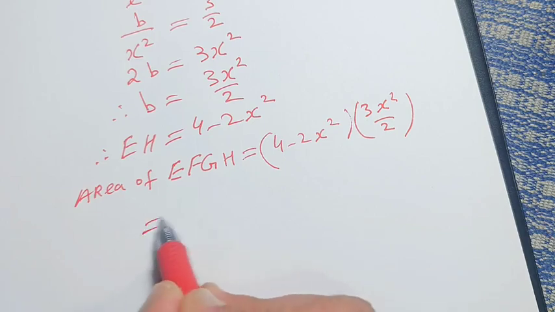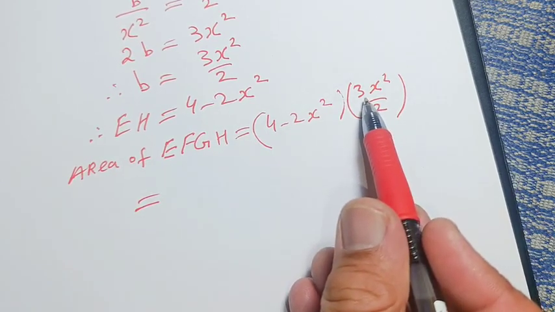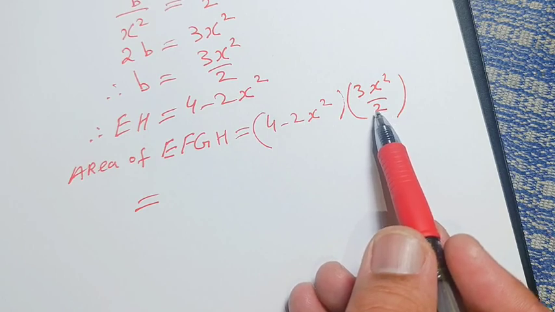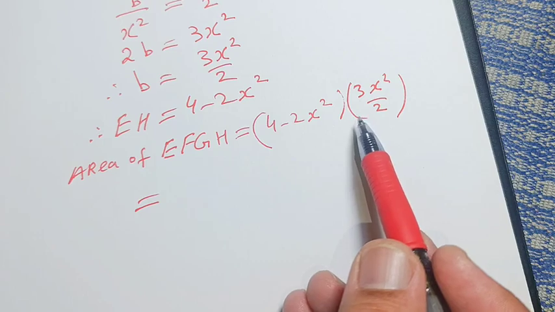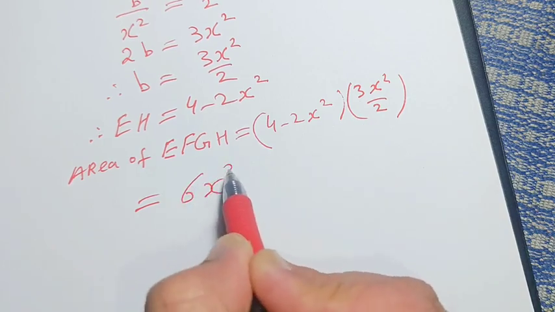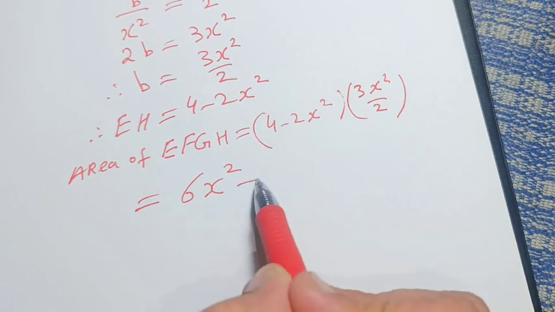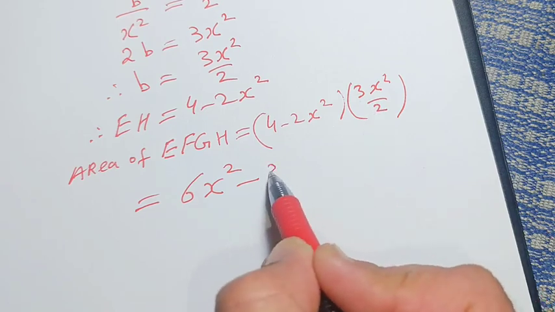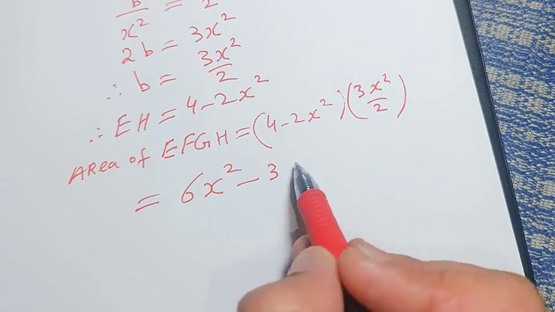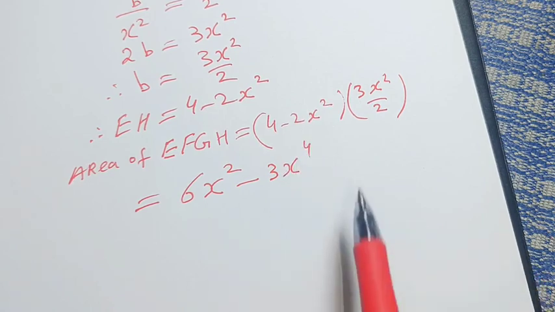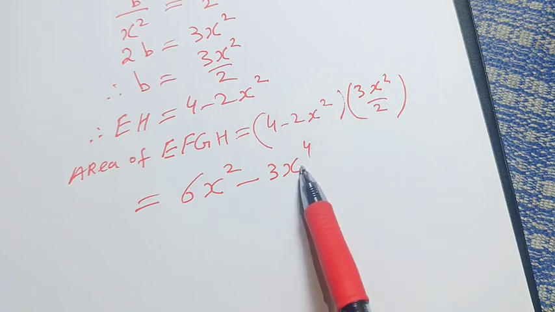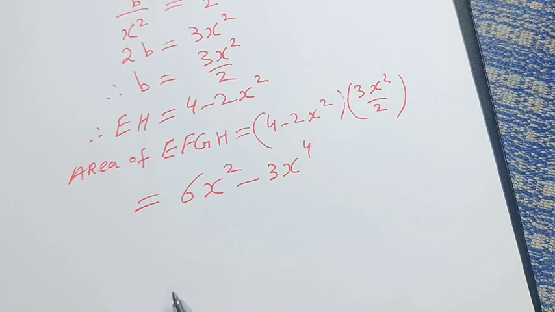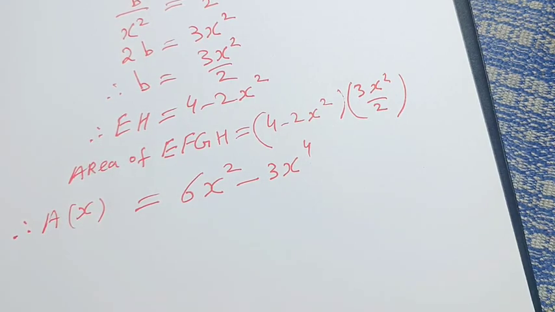So I'm going to FOIL now. 4 times 3x squared over 2. So the answer is, I'm going to use the calculator, 6x squared, and now negative and positive is negative. 2x squared multiply 3x squared over 2. I'm going to use the calculator. The answer is 3x power 4. x power 2 multiply x power 2 is x power 4, and the 2 and 2 cancel, only 3 left. So therefore A of x is 6x squared minus 3x power 4.